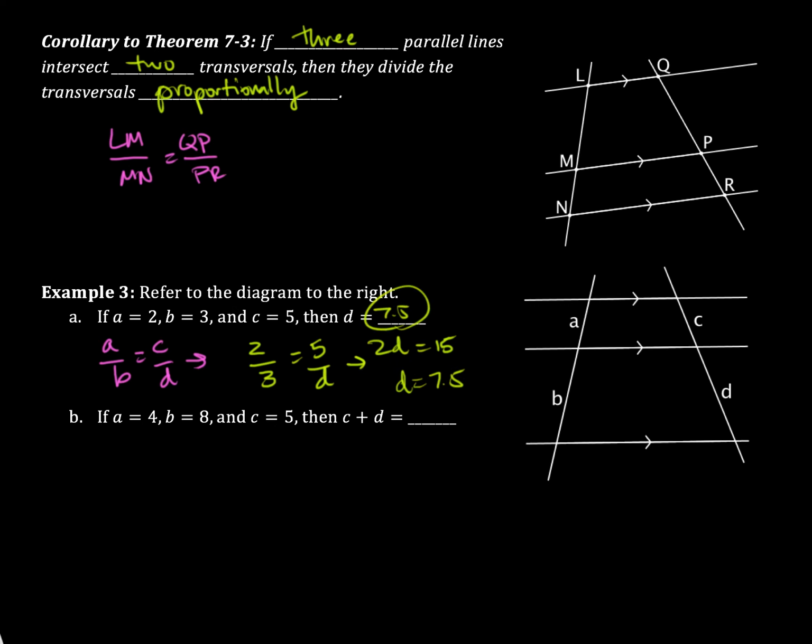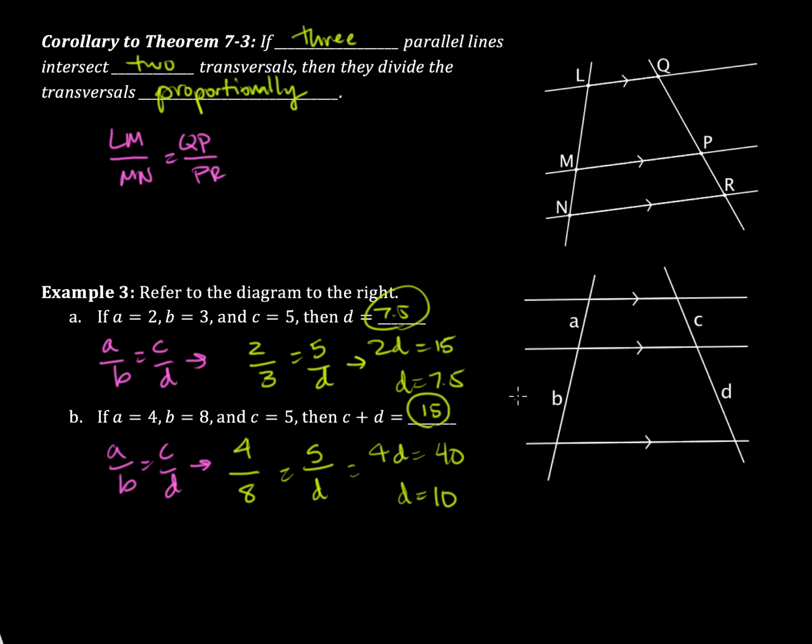Now in this problem, I know the same general formula will hold true. A over B equals C over D. Now A is 4, and B is 8, and C is 5, and it wants me to know what C plus D is. Well, let's just figure out what D is going to be equal to here. I'd have 4D equals 8 times 5, which is 40, which means that D would be equal to 10. So C plus D would be 5 plus 10, which is 15.